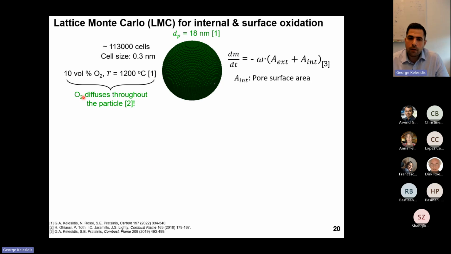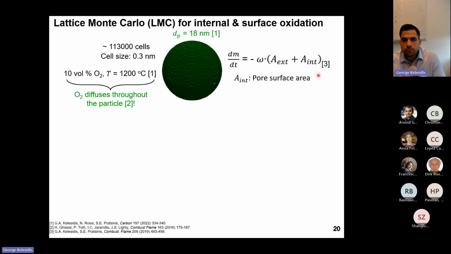So we estimate the carbon black mass that is removed by internal and surface oxidation using this differential equation that we recently derived for a moving sectional model that describes the dynamics of internal and surface oxidation. So this differential equation gives the evolution of the particle mass as a function of the specific oxidation rate, omega, the external surface area, which is determined by the particle diameter, and the internal surface area, which depends on the internal pore structure. So here we had to make some assumptions.